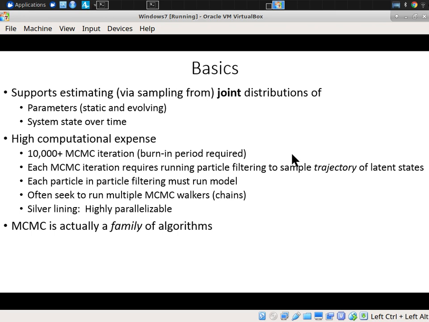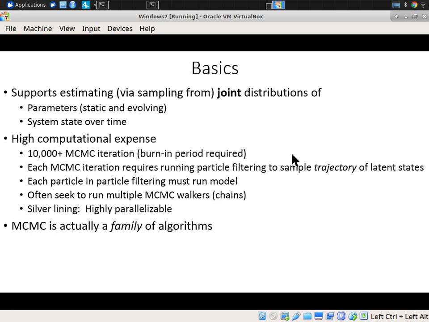So, recap again. It supports estimating joint distributions of parameters. That includes static parameters as the main focus, but also evolving parameters by extension, because those could be sampled by particle filtering anyway, and system state over time, trajectories of system state. It's highly computationally expensive, and we'll get into this.